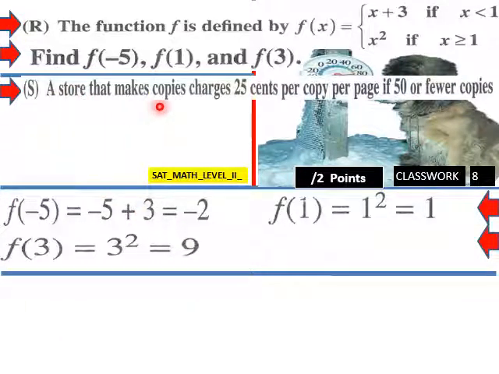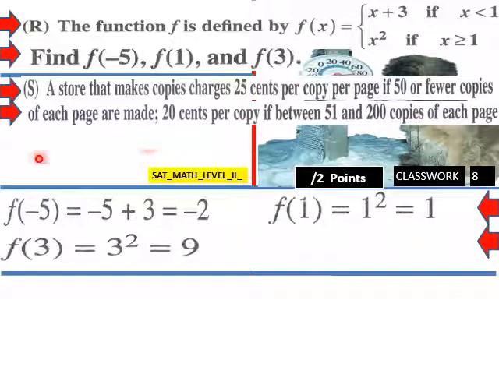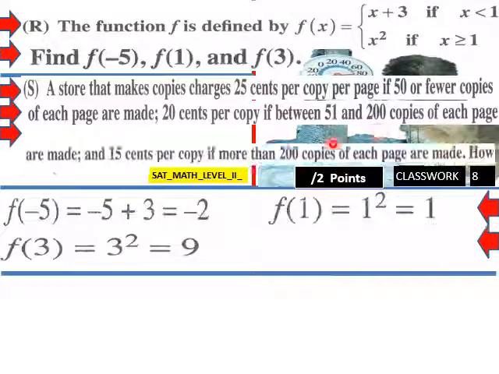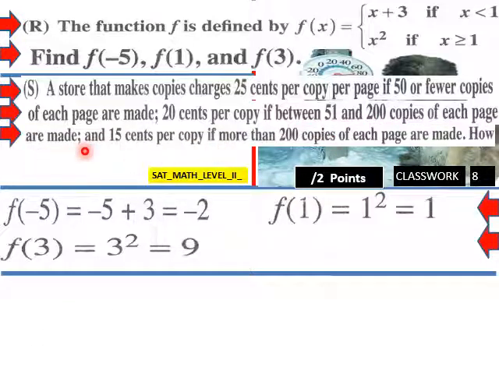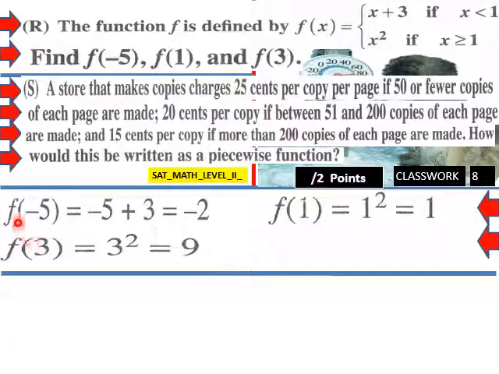A store that makes copies charges 25 cents per copy per page if 50 or fewer copies of each page are made, 20 cents per copy if between 51 and 200 copies of each page are made, and 15 cents per copy if more than 200 copies of each page are made. How would this be written as a piecewise function? So how would you write this as a piecewise?